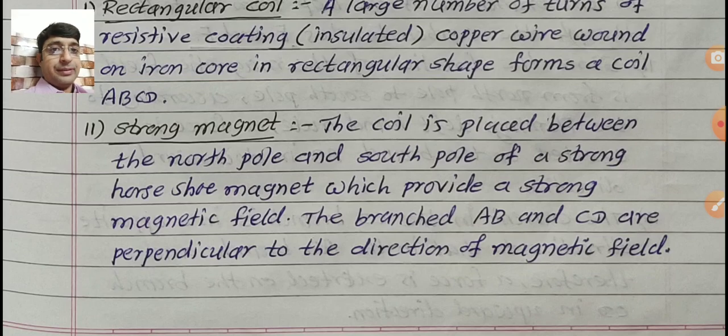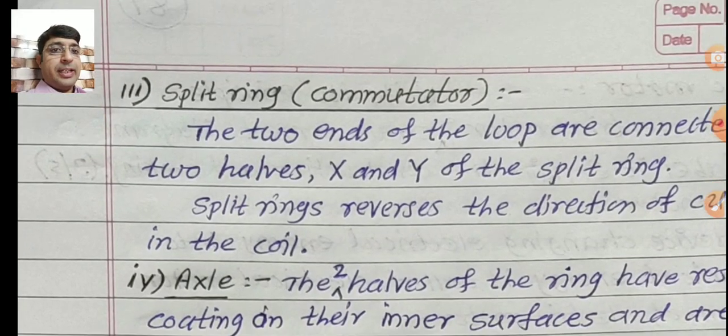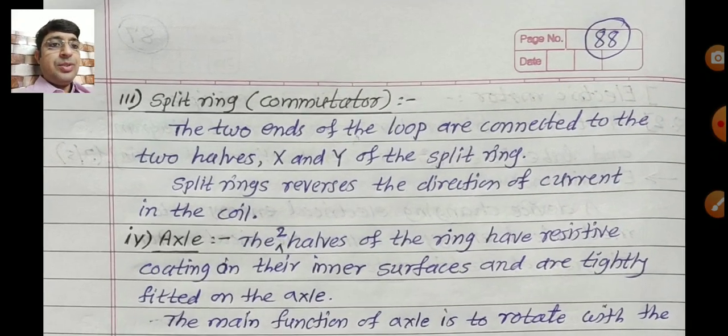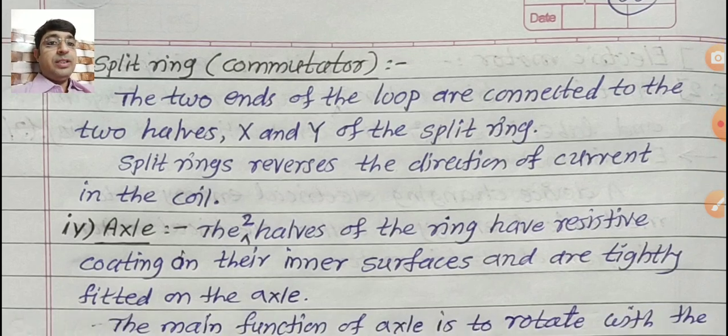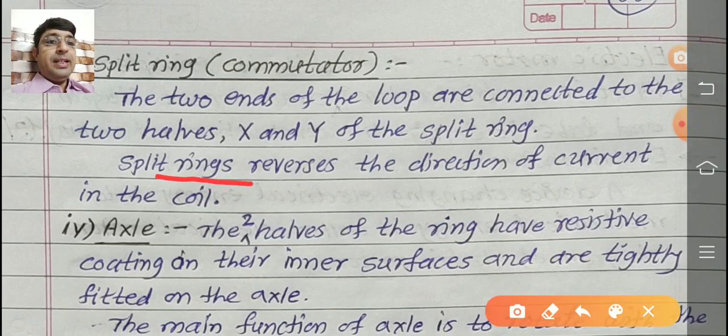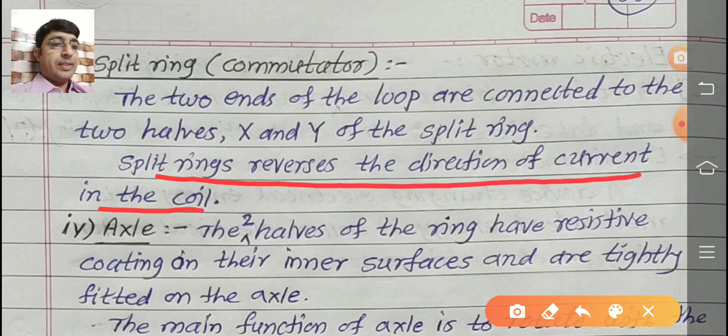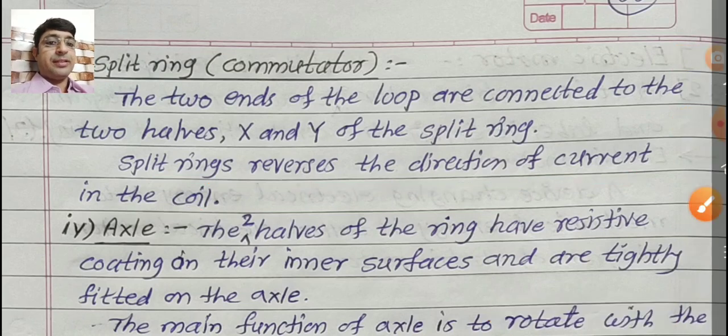You think about it. Third component used in the electric motor is the split ring. It is also called a commutator. The 2 ends of the loop or coil are connected to the 2 halves X and Y of the split ring. That is given with the labels X and Y in the diagram. What is the function of this split ring or commutator? You underline here: the split ring reverses the direction of the current in the coil. This is the function of the split ring or commutator.